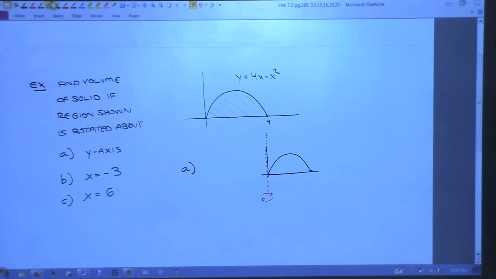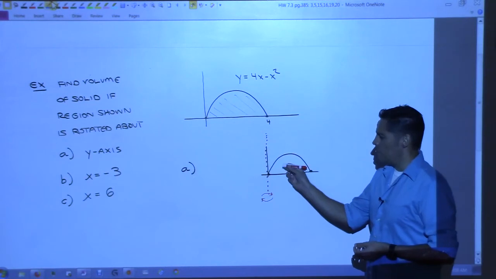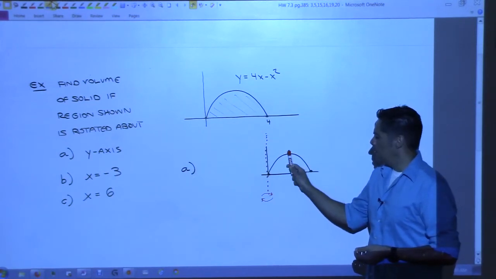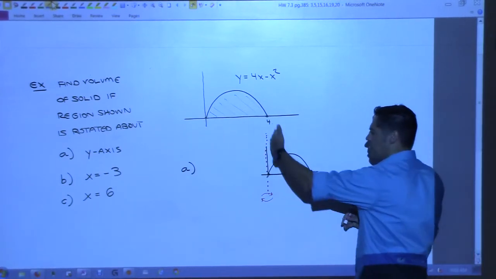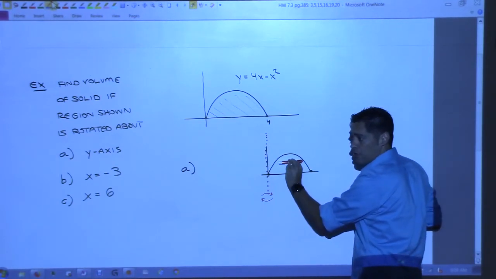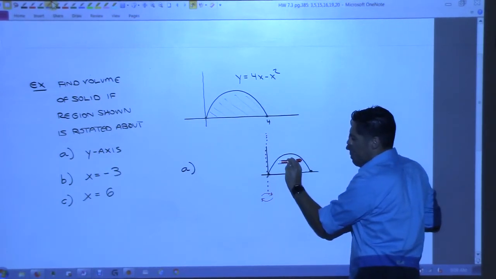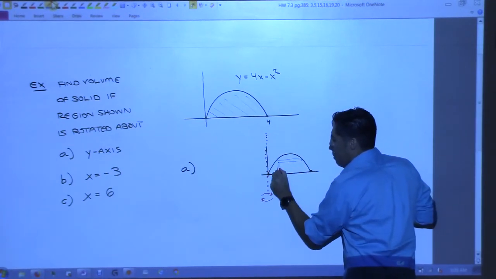Now, could we use washers? Or would we run into problems with washers? If I use washers, is my rectangle vertical or horizontal? If I use washers, it always has to be perpendicular to the axis of rotation, right? So if my axis of rotation is here, my rectangle would have to be drawn like this, if I'm going to use washers. Now, if I put a rectangle in here, if I did this, would that be a good rectangle or no?